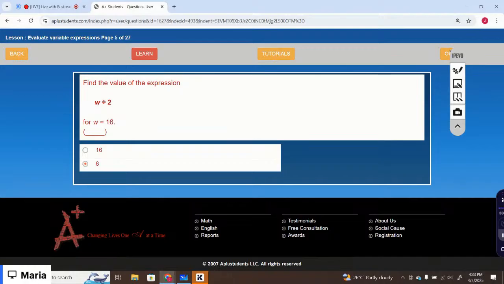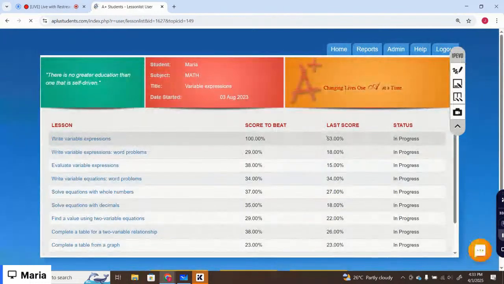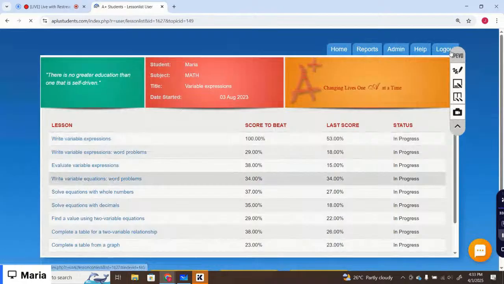Sorry, two, eight it is. Okay, you can complete the lesson by yourself. It will just be on the next lesson. That is right, variable problems. So let's just start with the test questions.